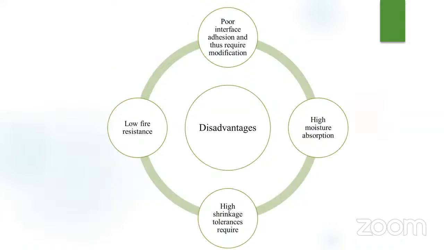Disadvantages are that they have low fire resistance, which can be overcome by adding flame retardant additives. Poor interface adhesion, and therefore modification may be required. The interface of the fibers and resins can be poor, and with some modification it can be improved. High moisture absorption: composites are prone to absorb moisture, and high shrinkage tolerance is required.